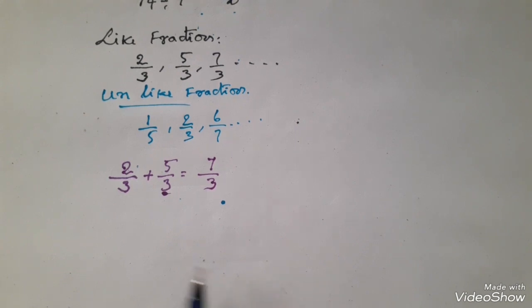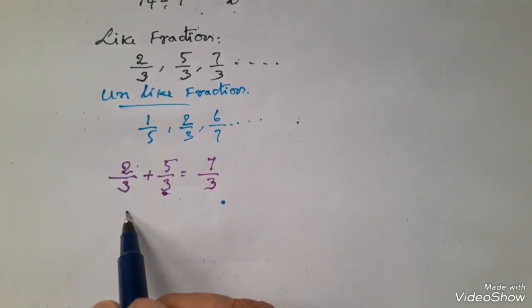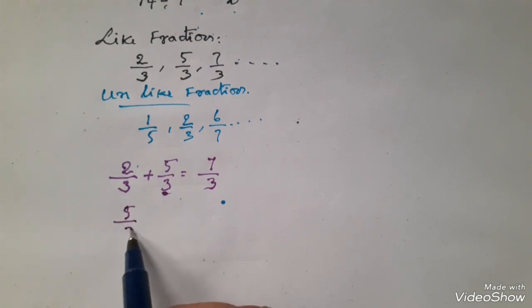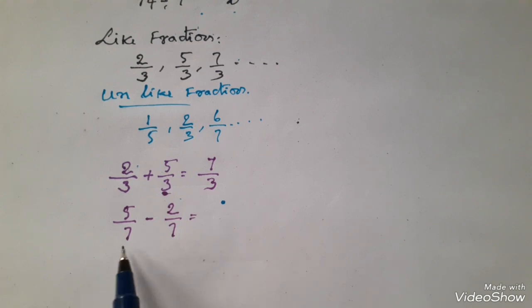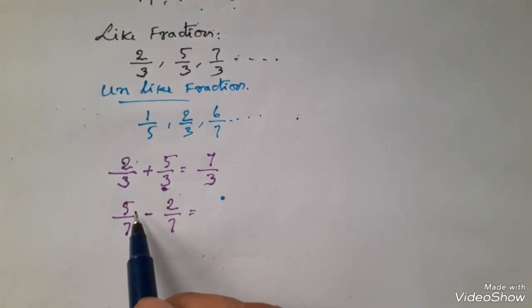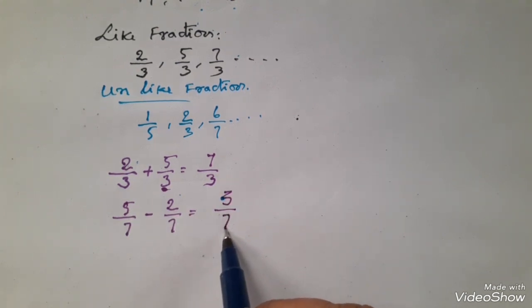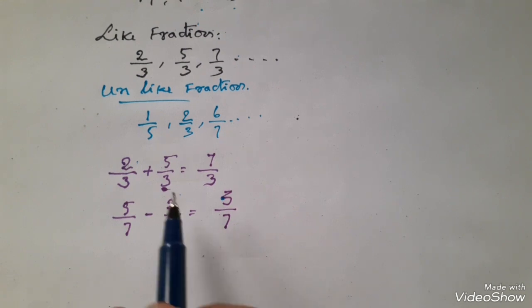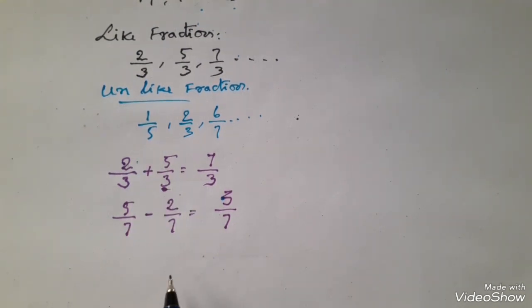Same for like fractions, we can define subtraction also. For example, 5 by 7 minus 2 by 7. So these are also like fractions. Simply we can define subtraction. How? 5 minus 2, 3 by 7. So like this, we can define addition and subtraction for like fractions.